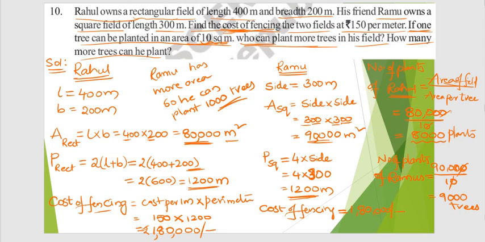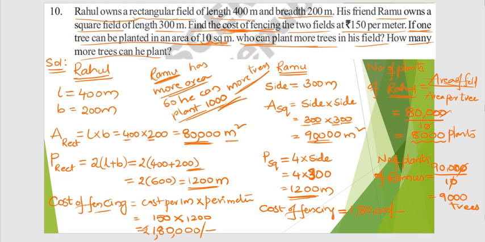So he can plant 1,000 more trees. Ramu is having more area, so he can plant 1,000 more trees when compared to Rahul, right? So in this particular question, we have the area, perimeter, cost of fencing, and the number of plants per the given area, right?